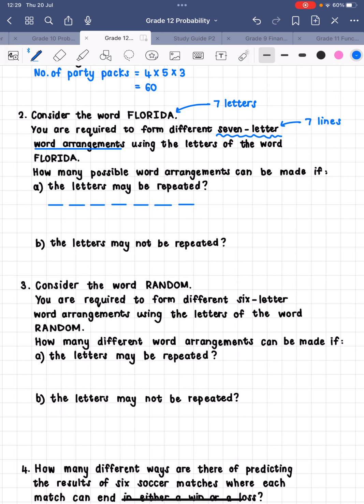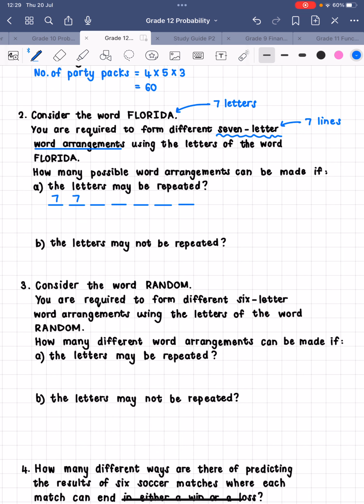Okay. Now what we're going to write on these lines is we are going to ask ourselves, how many options are there for the first slot, the first letter of this word? How many different letters do I have to choose from? 7, right? Because there are 7 letters in Florida. Those are the 7 letters that I can choose from. Okay. So there are 7 options for that first letter. Now, how many options are there for the next letter? 7 again. Why? Because they said the letters may be repeated. Okay, so again, I can use any of the 7 letters for that one.